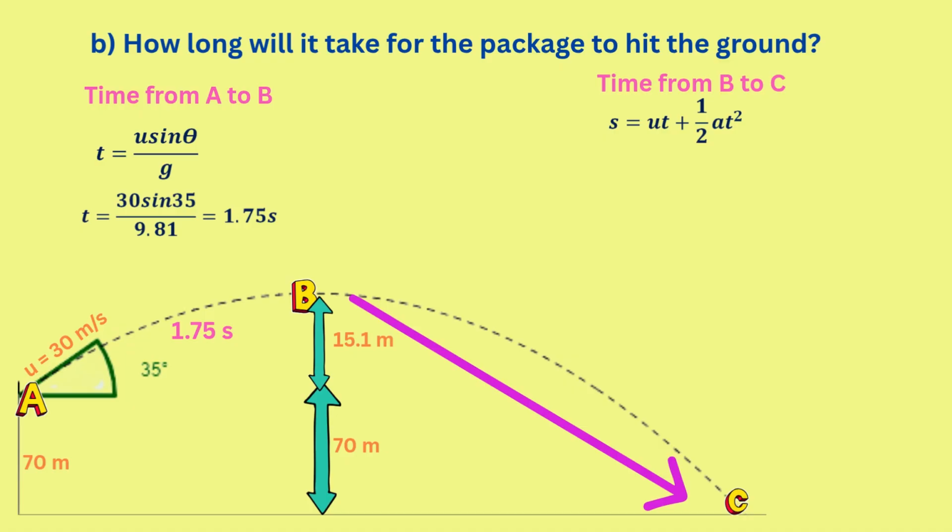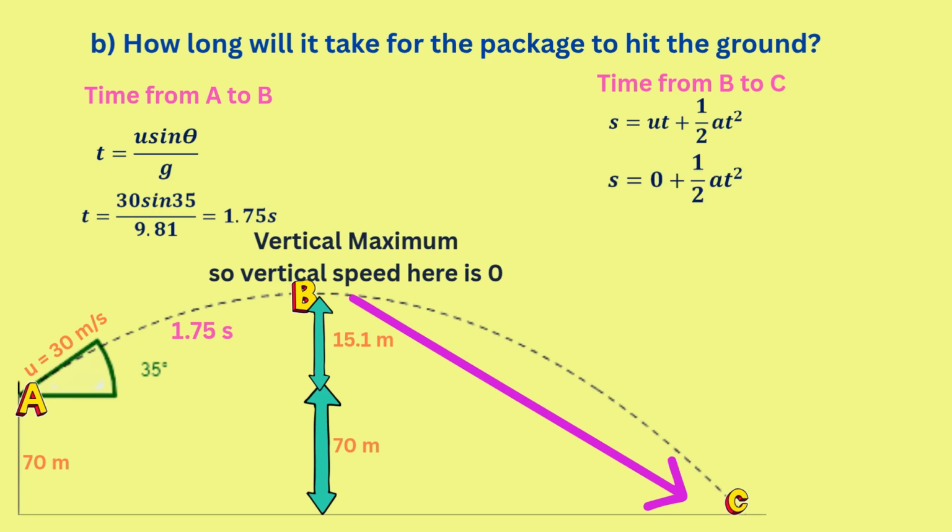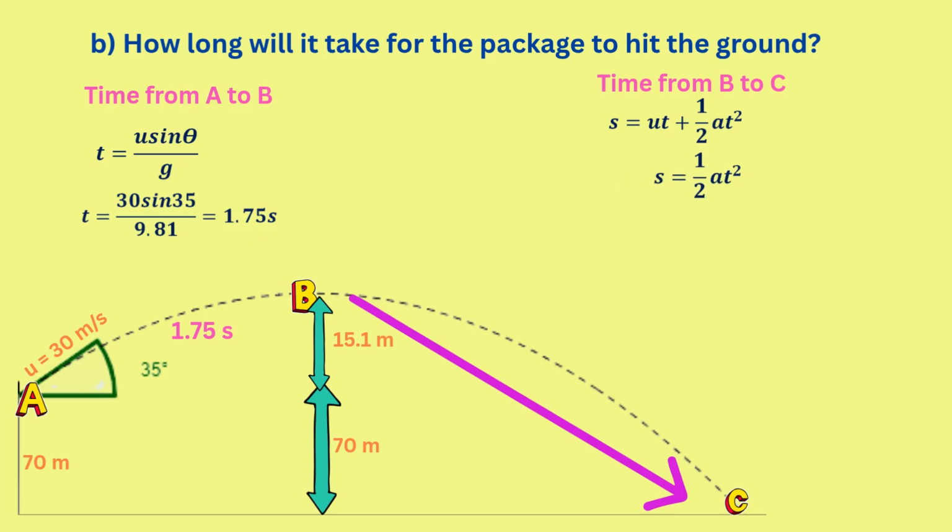Now let's find the time, t. At the maximum height, the package will pause momentarily, so its initial velocity, u, is 0. So we are left with s equals half a t squared. Multiply both sides by 2 to get rid of the fraction. Now divide both sides by a, then take the square root of both sides to get t equals the square root of 2s over a.